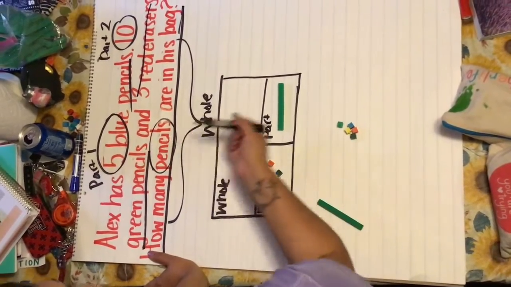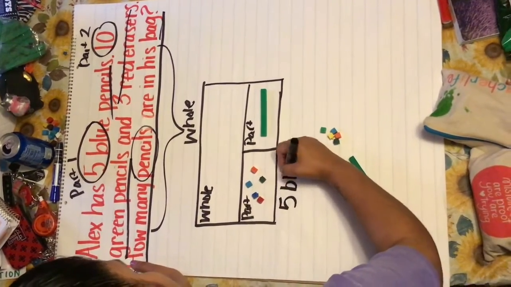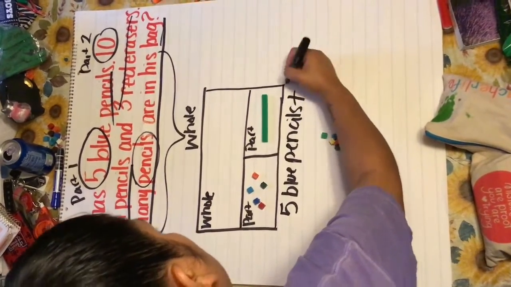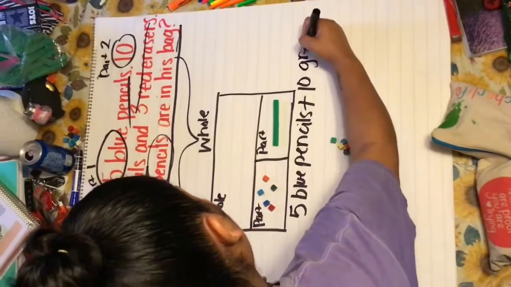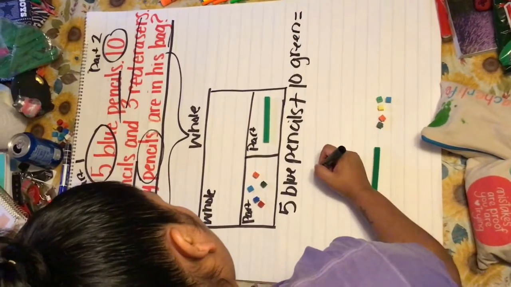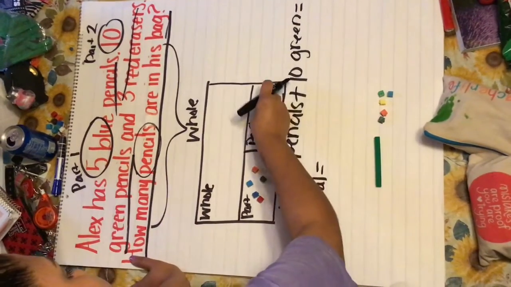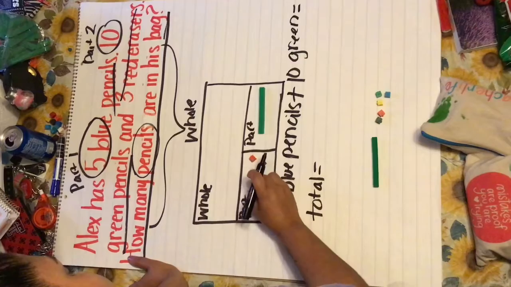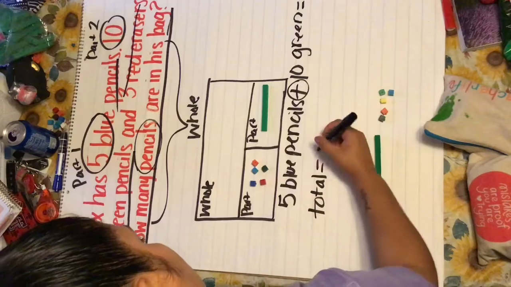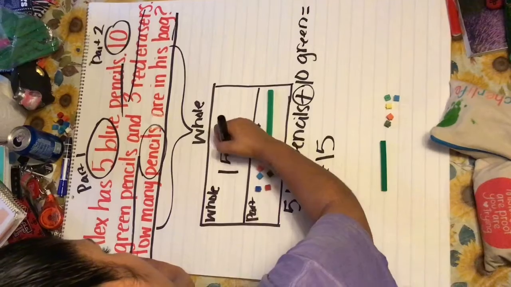Now that I know that I have 5 blue pencils plus 10 green pencils, I will find out what my total is. So I take this, which is 10, 11, 12, 13, 14, 15. So I'm adding, and once I counted it gave me 15 total. So I know that my whole will be 15.